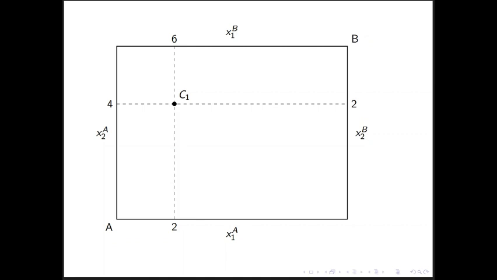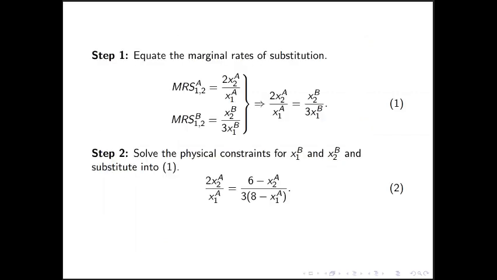This is the Edgeworth box for this model. Down on the left side, you have the origin of player A, and up on the right, you have the origin of player B. And you can see that on each side of the box, we measure one variable. I've also put in the initial allocation, in which player A has 2 units of good 1 and 4 units of good 2, and I call this allocation C1.